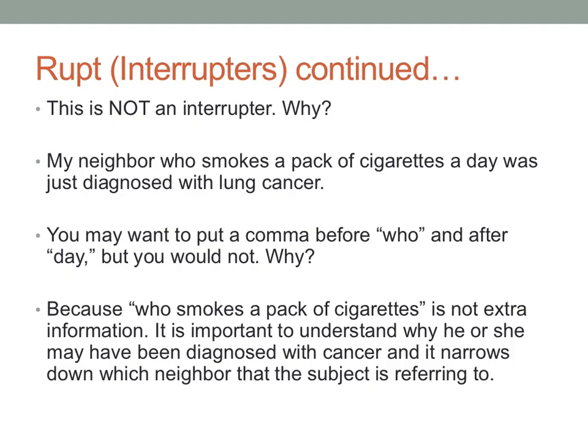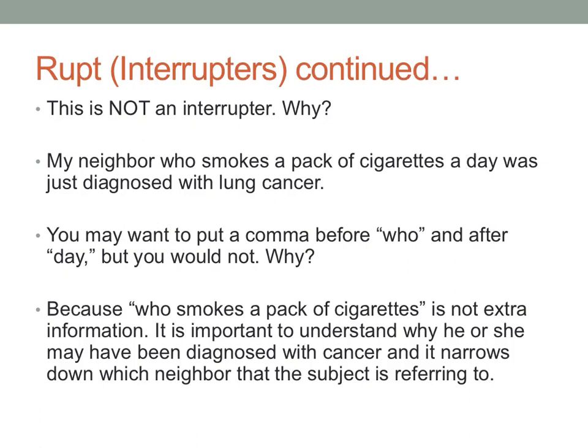So remember I told you that the non-essential information is important. If it's essential, important information that you need for the clarity of the sentence, then you do not use an interrupter, you do not use those two commas. So here's an example. My neighbor who smokes a pack of cigarettes a day was just diagnosed with lung cancer. You might look at this and go, okay, I need to put a comma after neighbor and a comma after day. My neighbor was just diagnosed with lung cancer does make sense. That's true. But take a look at that who smokes a pack of cigarettes a day.